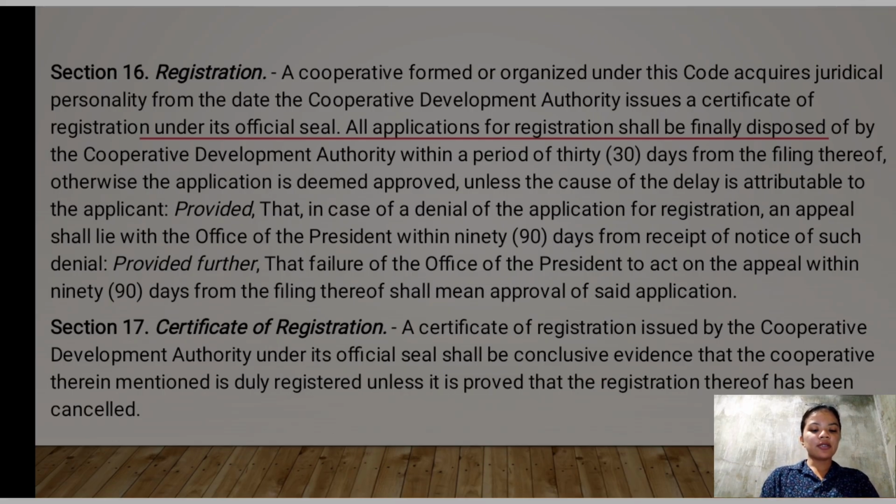In this section, it states that the certificate of registration issued by the Cooperative Development Authority, bearing its official seal, serves as conclusive proof that the cooperative is properly registered. This certificate is valid until it is shown that the cooperative registration has been cancelled.